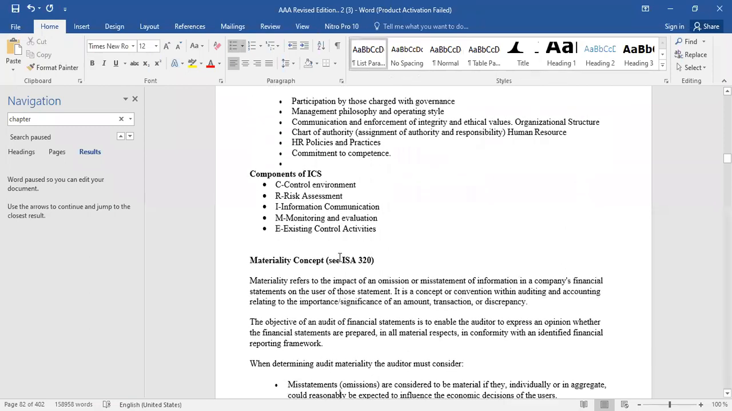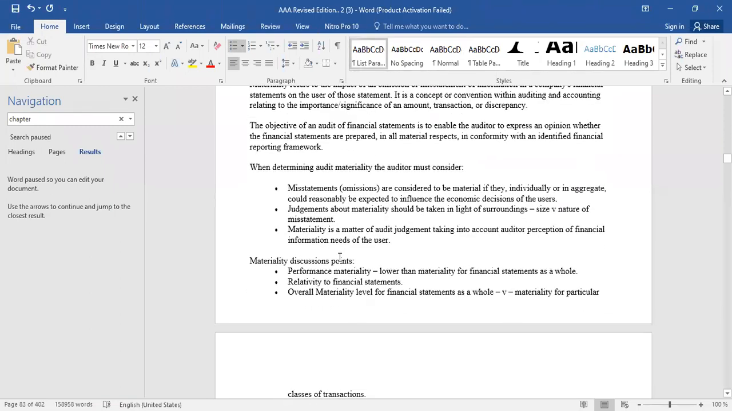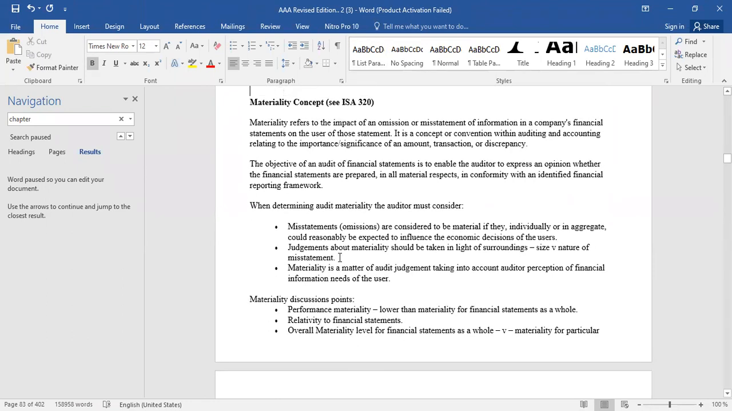Okay, so let's look at materiality, the materiality concept. What is materiality? I normally give an example in class with a situation where the information that you have can make you make an alternative decision or otherwise. So we are saying that materiality refers to the impact of an omission or misstatement of information. So this is a situation where either a subtraction of certain information or addition can make you change your mind.